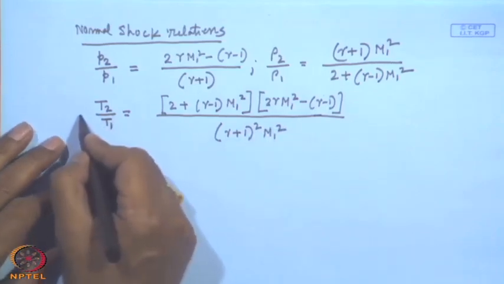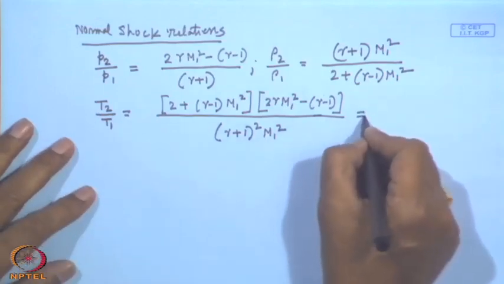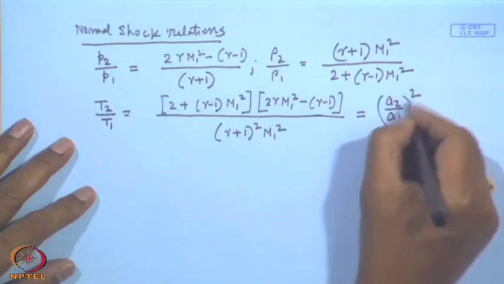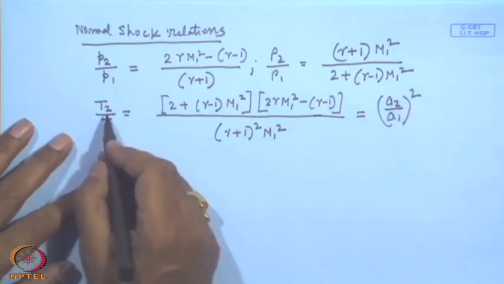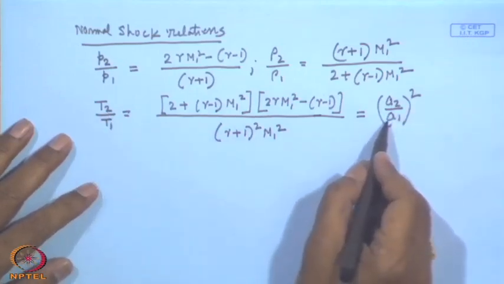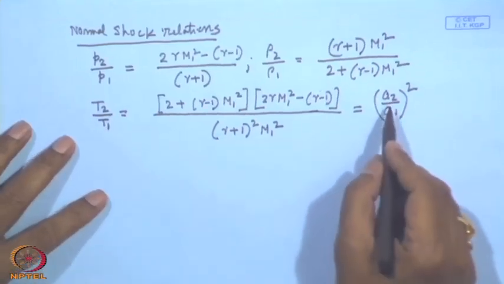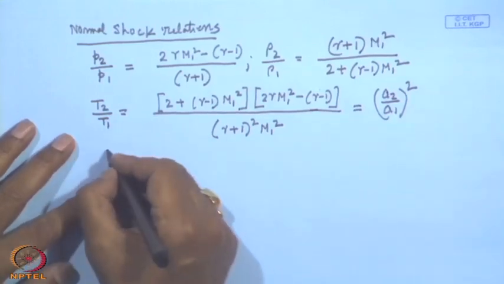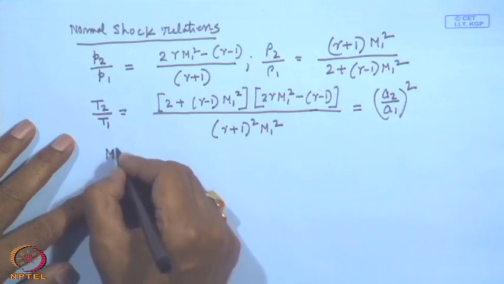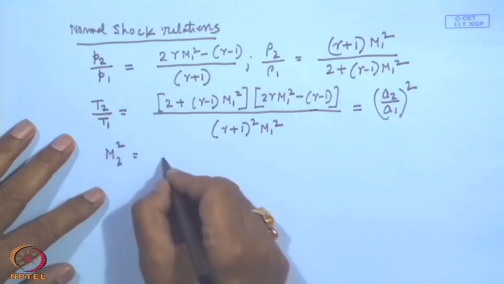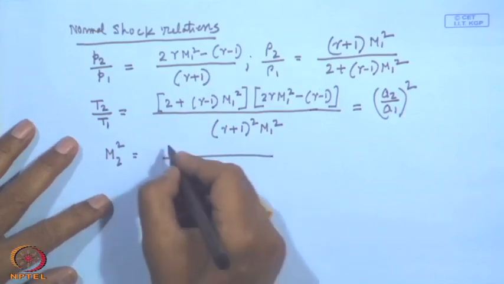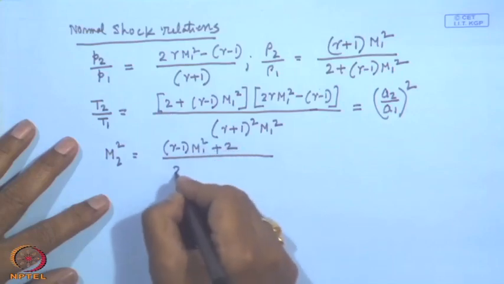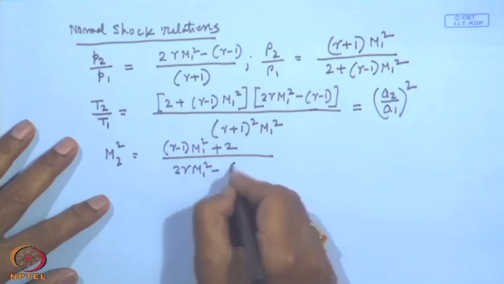Now, this T2 by T1 can also be written as A2 by A1 whole square. Why? Because the acoustic speed A2 at section 2 is root over gamma R T2 and acoustic speed A1 is root over gamma R T1. So, the ratio of temperature is the ratio of the acoustic speeds squared at the corresponding states, A2 by A1 square. Another very important relation is the Mach number after the shock, which is the subsonic Mach number, gamma minus 1 M1 square plus 2, over 2 gamma M1 square minus gamma minus 1.